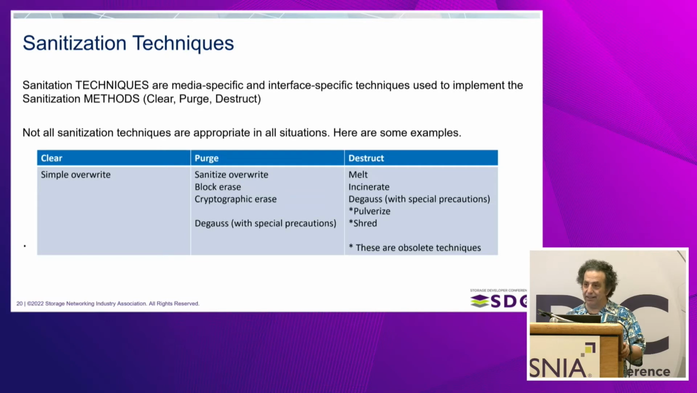Melt, incinerate, things which cause phase change, as in phase change to ash, phase change to liquid, those are good. If you're just shredding into quarter-inch pieces of a NAND die or a disk, there's still incredible amounts of data in there for a nation state to go search through.